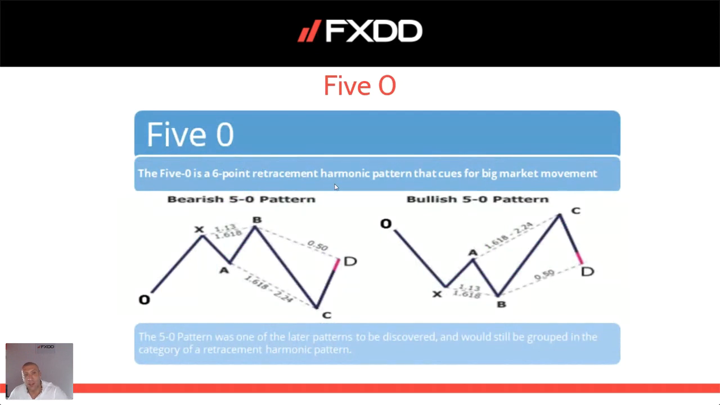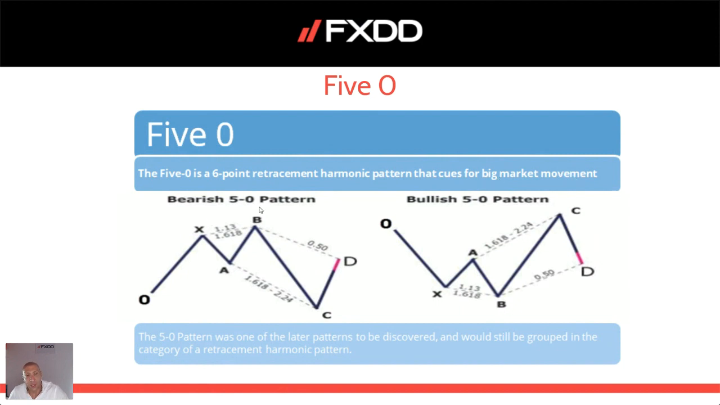5.0 is a 6-point retracement harmonic pattern that cues for big market movement. I'm now talking, guys, about theory. I will show you when I finish with the slides how you can trade them on real charts. Okay, my trading technique for harmonic patterns. Just watch this theory now before we delve into live charts.